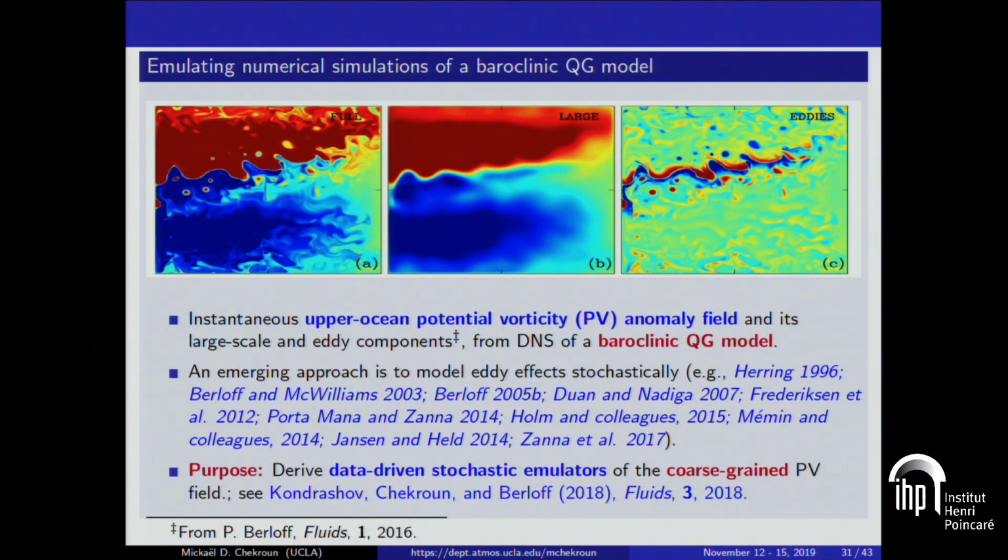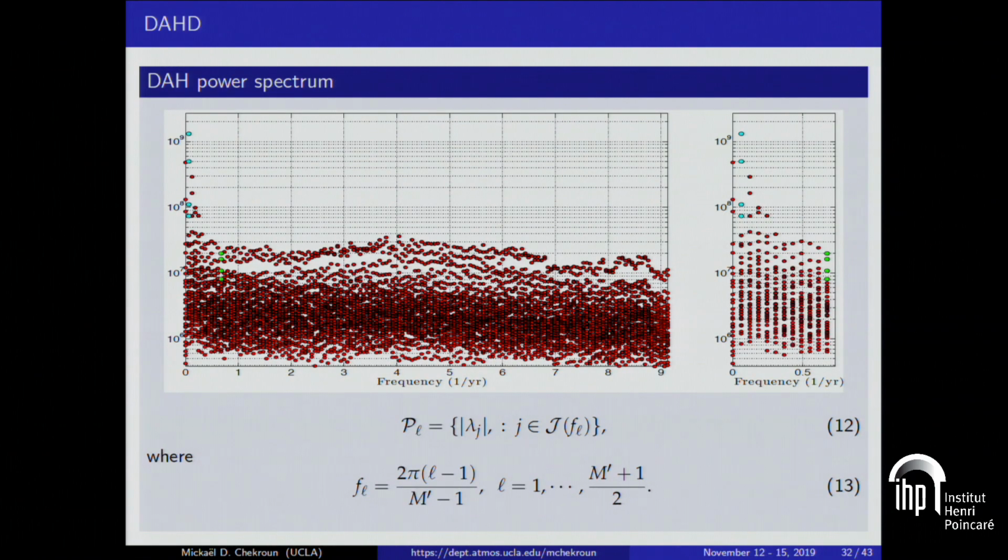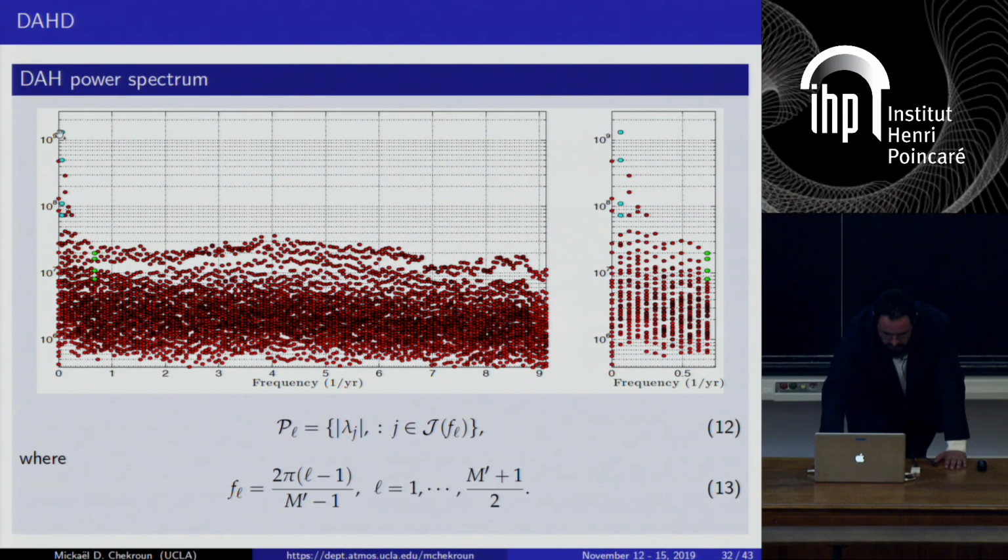So I'm going to conclude on that. Let's go back to this numerical simulation of the baroclinic QG models. Here is the DAX power spectrum, which is much more complex than what we saw before. We can see some modes that stand out, which actually correspond to the decadal variability and the interannual variability here.